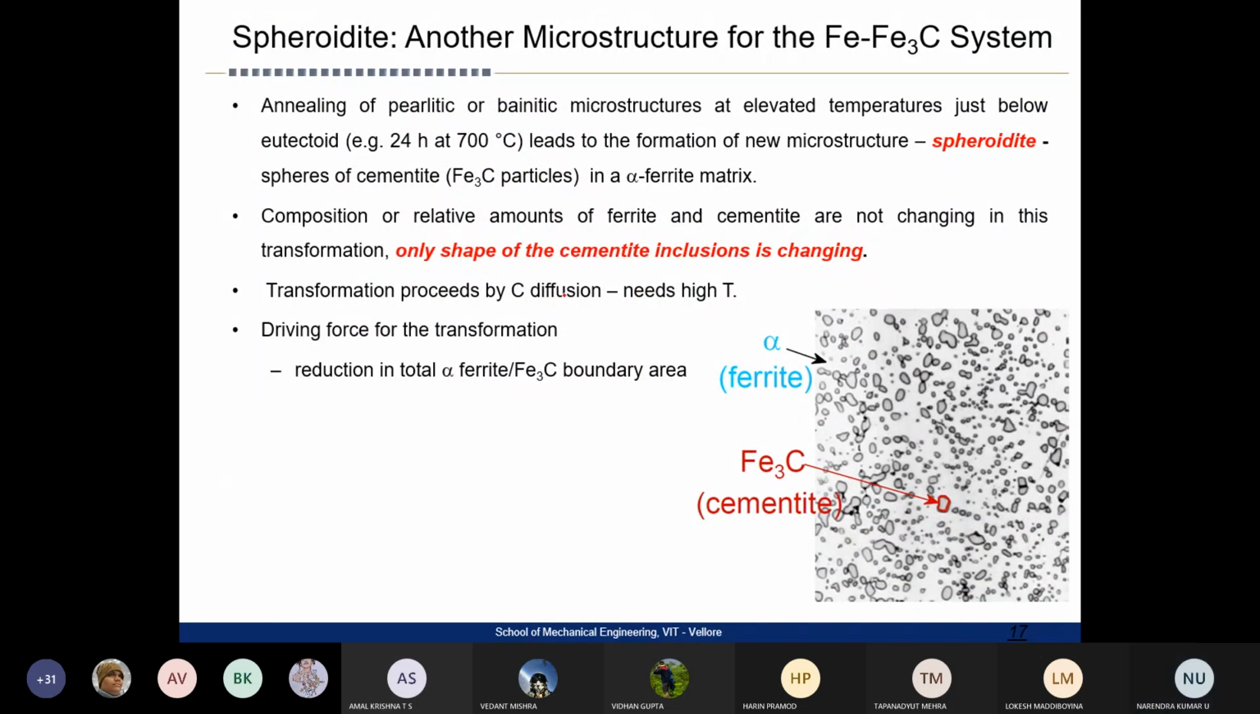One more structure. This particular structure is possible only if you reheat your sample to 700 degrees Celsius and keep it at 700 degrees Celsius for 24 hours. So annealing, you already know the process. What is annealing? Annealing of pearlitic or bainitic, any coarse pearlite or medium pearlite structure or bainite phase, upper bainite or lower bainite. You are not going to do the phase transformation, so you are going to keep it only below 727.